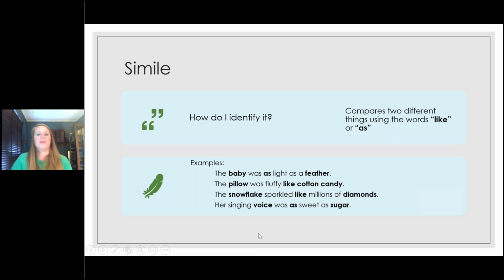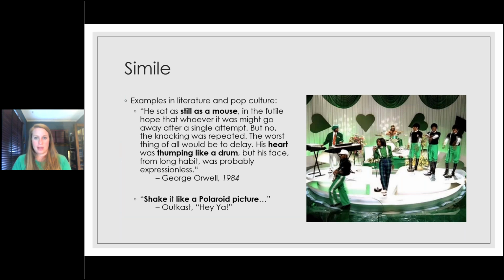So now we've got these 2 unrelated things, and we're comparing them to give us a better picture as we read it. And lastly, the sentence says, her singing voice was as sweet as sugar. Again, sugar is something we eat, a voice, you know, a songstress, someone singing a beautiful song. We know that the singing voice must be beautiful because we're saying sweet as sugar. Sugar is generally something that people like versus maybe something that's not so tasty. So again, let's always look for those clue words of like or as, and then we'll know that we have a simile.